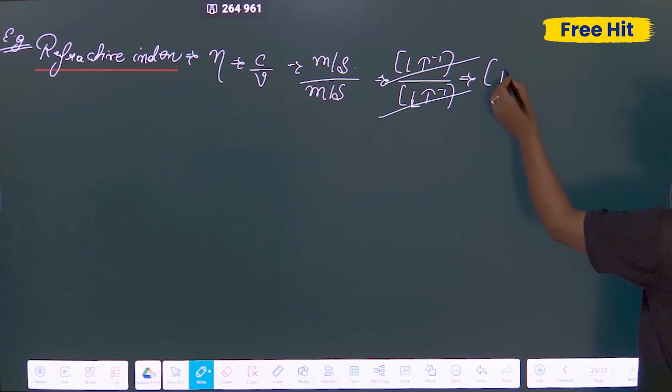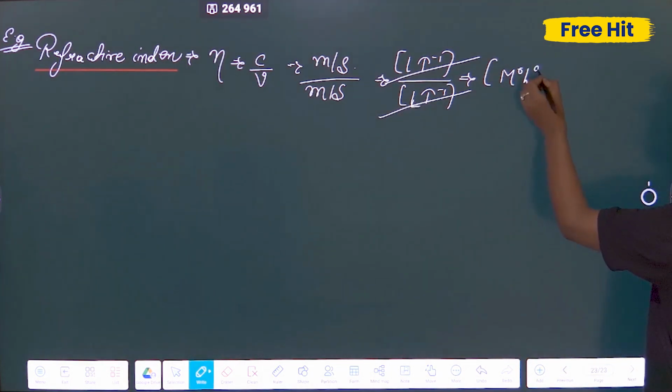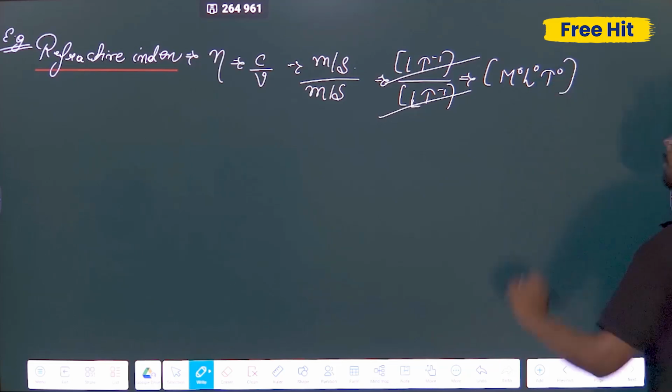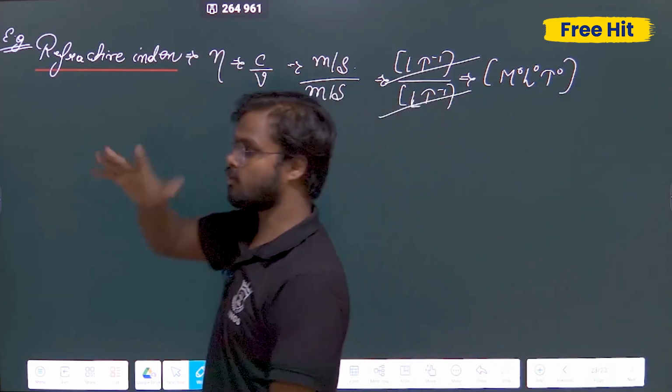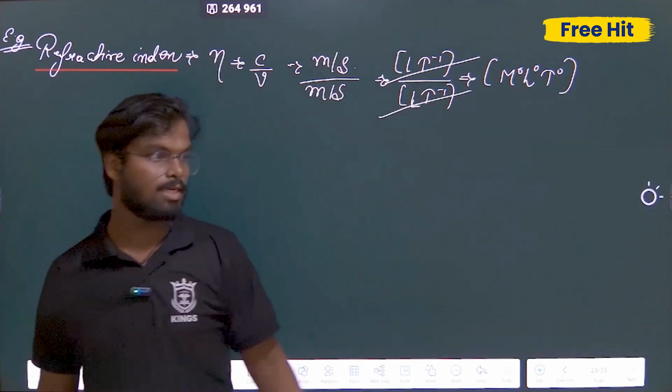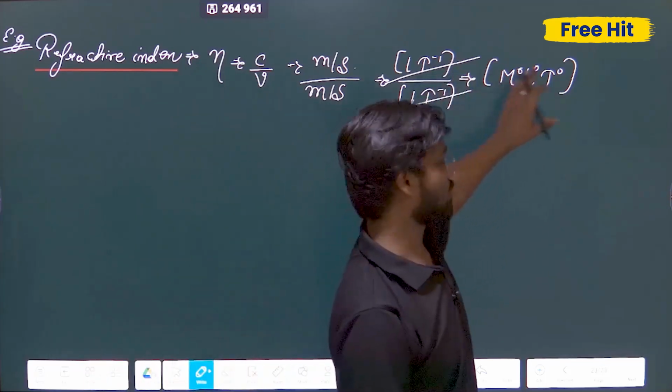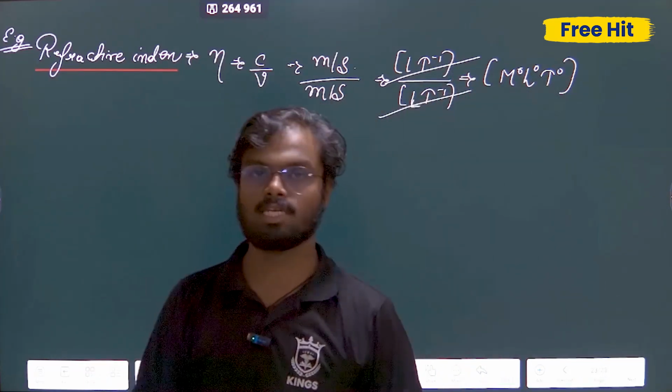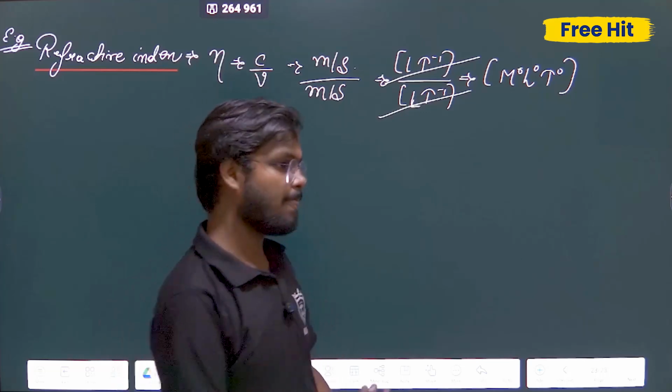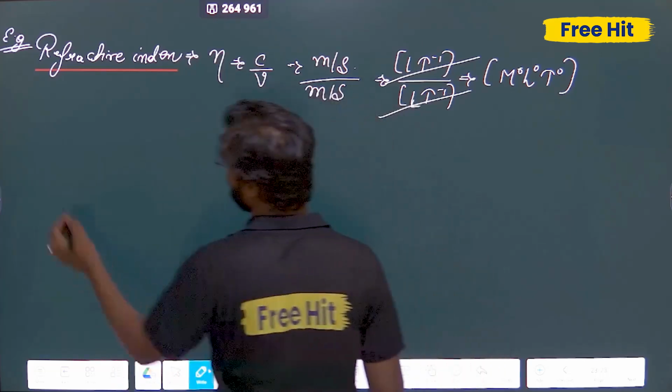We will get dimension as m to the power 0, L to the power 0 and t to the power 0. Means my refractive index has no unit, no dimension. It has no unit as well as no dimension, and that we also know that the refractive index has no unit and no dimension. Clear? Any doubt? Okay, let's take another example also.